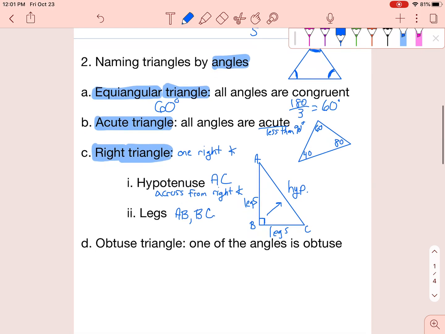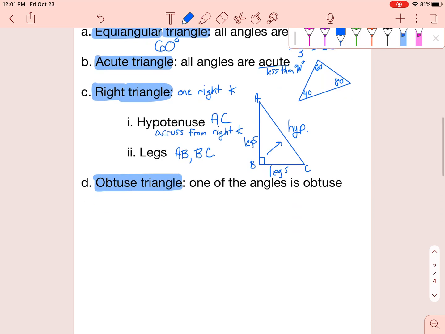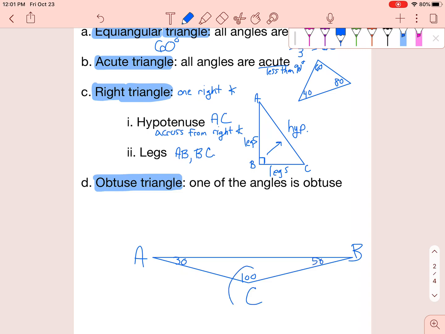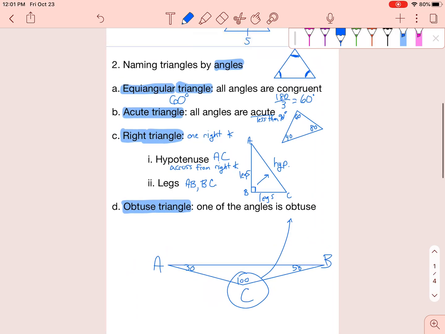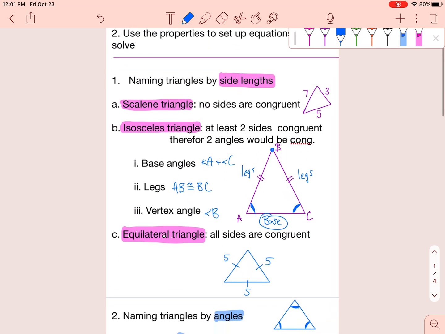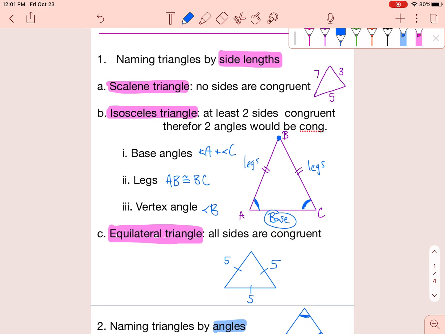And then the last way to name a triangle by its angles is called an obtuse triangle. If one of the angles is obtuse, keep in mind you cannot have more than one obtuse angle. So let's say this is 100, this is 30, and this is 50. As long as one of the angles measures obtuse, we call this an obtuse triangle. Again, this second part right here is how you name triangles by their angles. Part 1 up here is how you name a triangle by its side lengths.